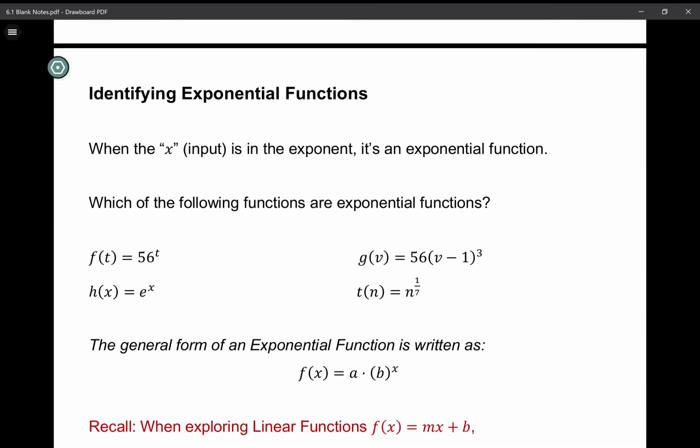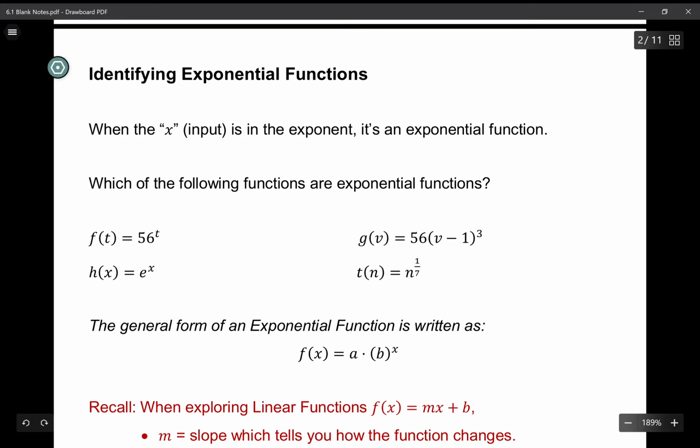So when x, the input variable, is in the exponent, generally it's an exponential function. That's a quick way to check. So which of the following functions qualify as exponential functions? Why don't you take a second and look and see which of these have the input in the exponent? All right, hopefully you're back from pausing the video and let's take a look.